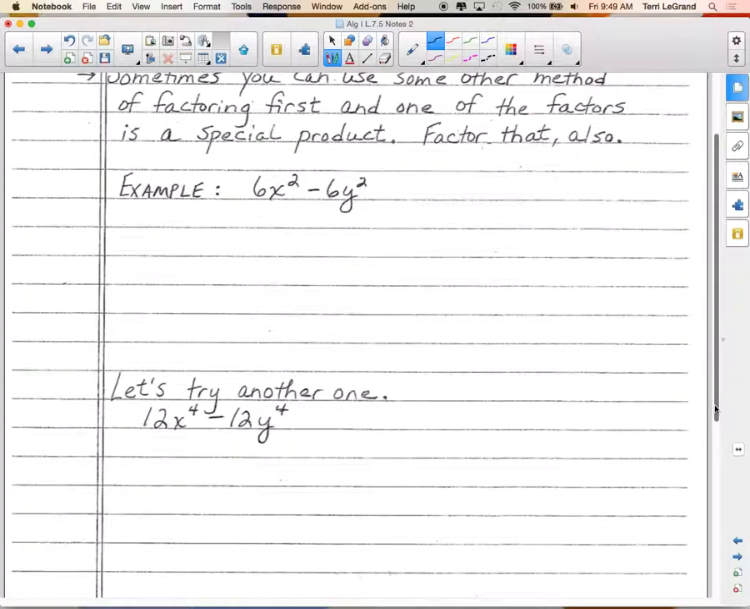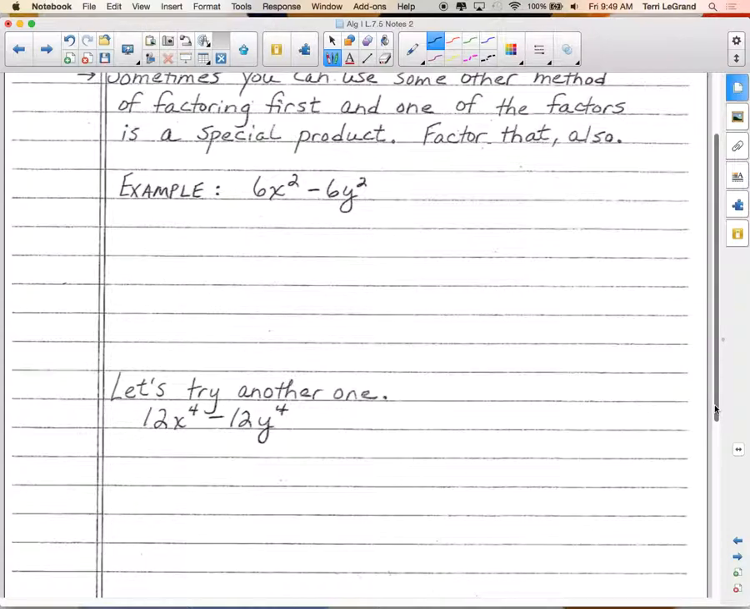Because right now, would we say that that is a special product? 6x squared minus 6y squared. Is it a special product called the difference of squares? How do we know if it is or isn't? What's the first test for a special product? If the beginning and ending term are perfect squares. Well, this one only has two terms, so both of them have to be perfect squares. Is 6x squared, the first one, a perfect square?